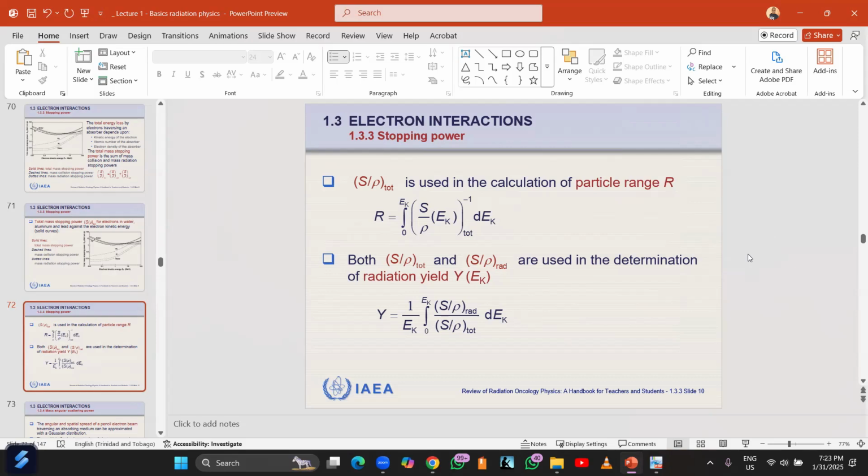And again, this is a radiation physics and dosimetry type of thing. So I don't want to go down a rabbit hole, and I just want you to understand the basics of what stopping power is.